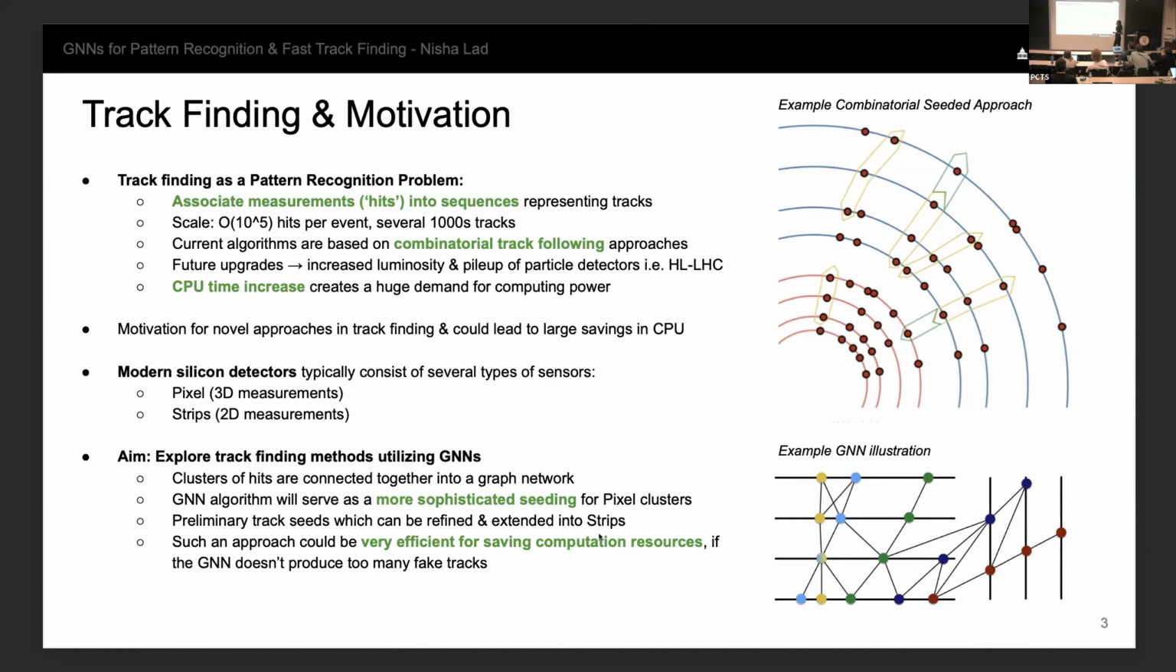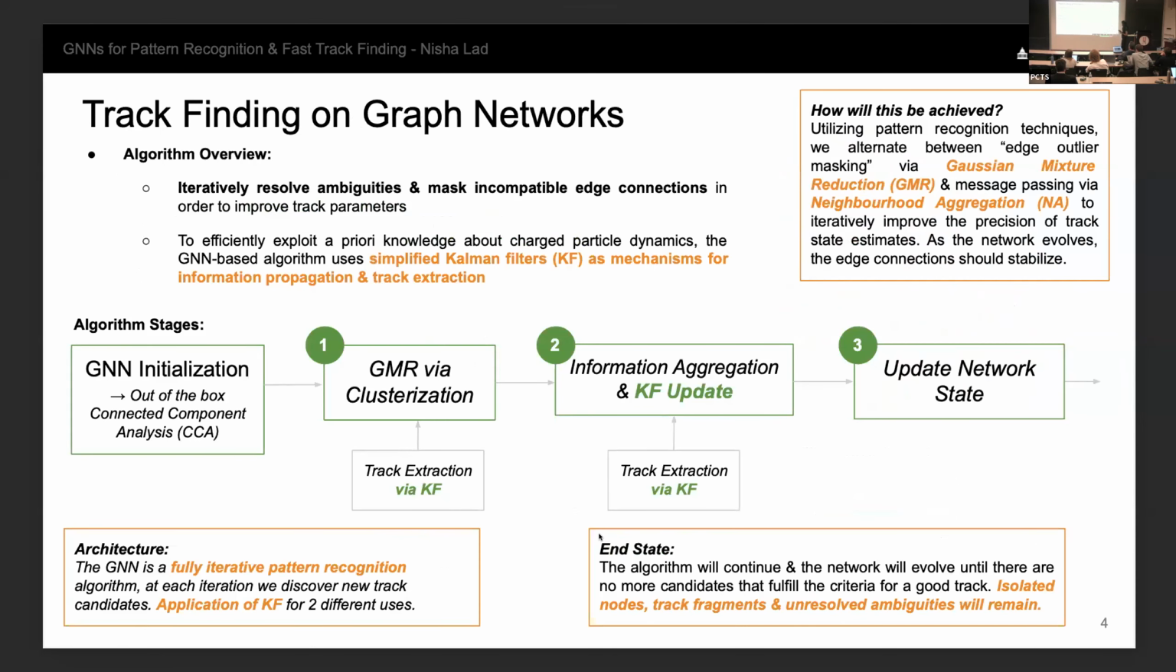So this gives us the necessary motivation to find novel approaches in track finding and help to improve our savings in CPU. We know that a lot of modern silicon detectors typically consist of several types of sensors, which are the pixel and the strips. And here we focus our GNN application on the pixel detector. And the GNN algorithm serves as a more sophisticated seeding for pixel clusters, which will form preliminary track seeds, which can then be refined and extended into the strips. And hopefully such an approach could be very efficient, saving computational resources if the GNN doesn't produce too many fake tracks.